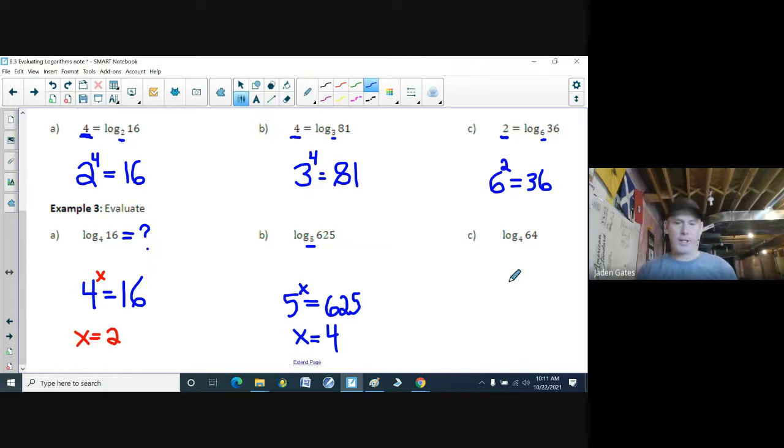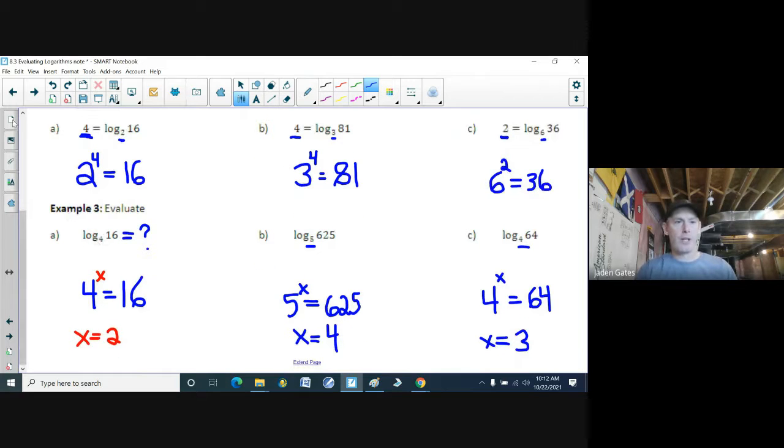All right, let's see here. Then C. Again, there's our base of 4. We don't know the exponent. That's what we're trying to figure out here. But the answer is 64. And so let's see here. 4 times 4 is 16. So that's 2 times another 4 is 64. So x equals 3.